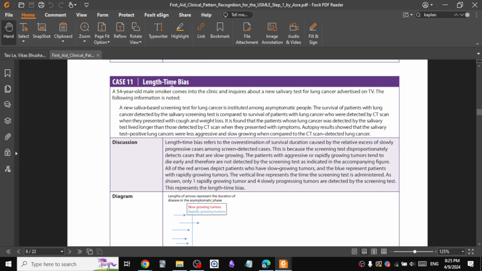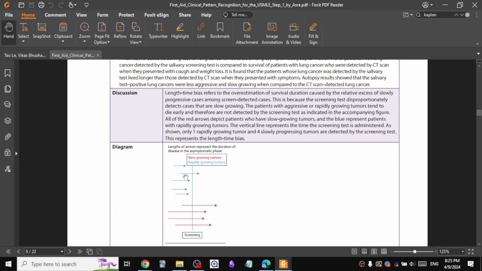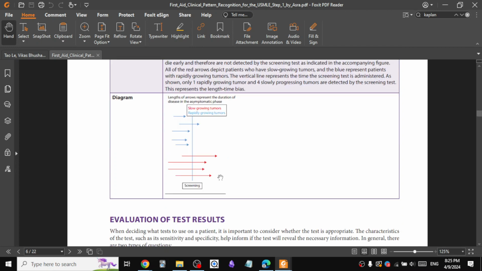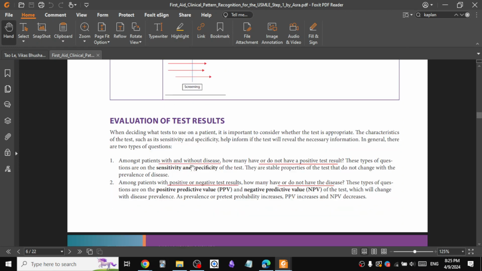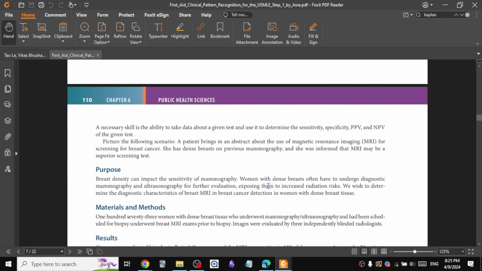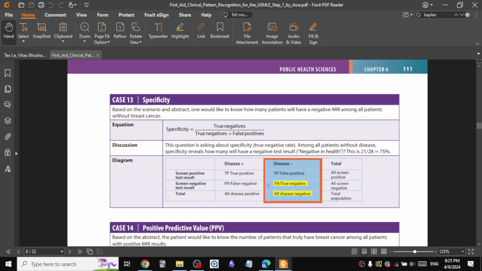Length time bias, you see the case, and then you come to the diagram, right? So these are rapidly growing tumors. You see there's less chance because the patients are just dying. And slow growing tumors, you see they're slow. So if this was the screen test they were supposed to reach, the rapid ones reached it, but the slow ones just couldn't. And you'll see this sort of diagram in a lot of places. So, evaluation of test results. Let me go to confounding and stuff.